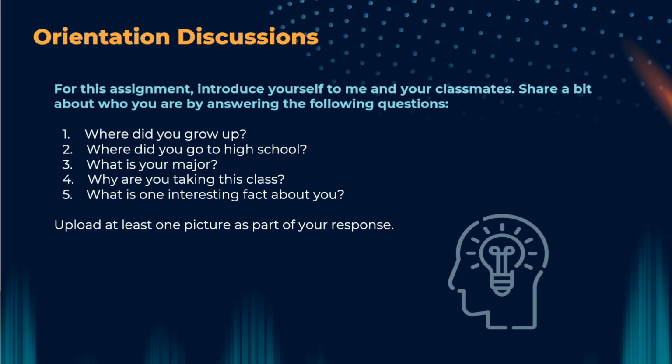So for our first orientation discussion, it's really about giving me a chance to know who you are and also allowing your classmates to know a little bit about you. For this assignment, introduce yourself to me and your classmates. Share a bit about who you are by answering the following questions. There are 5 questions. Where did you grow up? Where did you go to high school? What is your major? Why are you taking this class? And what is one interesting fact about you? The last direction is to upload at least one picture as part of your response. And then I'll navigate to the discussion page after I finish going through the PowerPoint.